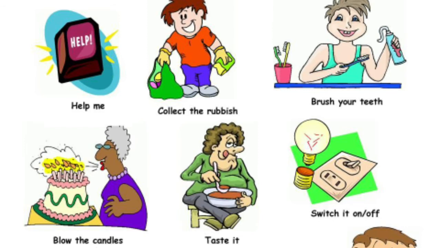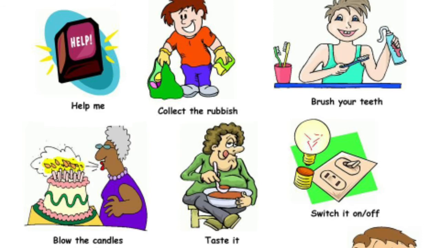Okay, students? In the fourth picture, a lady is there and a cake is there. The imperative sentence is blow the candles. In picture number 5, a man is there and some food is there. Now the imperative sentence of mine is taste it. In picture number 6, a bulb is there and a switch is there. Okay, and my instruction is switch it on or switch it off. Okay, students? Now these all are imperative sentences and this is the picture description of imperative sentences.